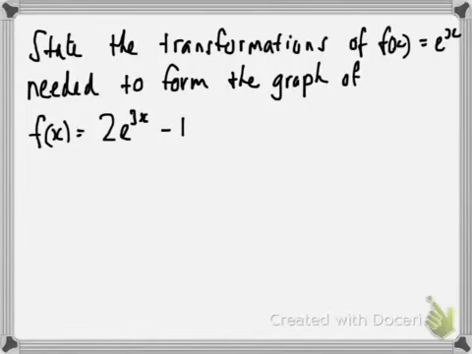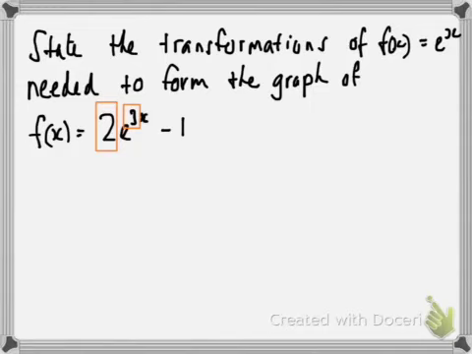Trying to look at some problems now with exponential graphs. State the transformations of f(x) = e^x needed to form the graph of f(x) = 2e^(3x) - 1. Let's look at dilation factors first of all. What we're going to have here is a dilation associated with the 2 and a dilation associated with the 3 as well. So let's start with the 2.